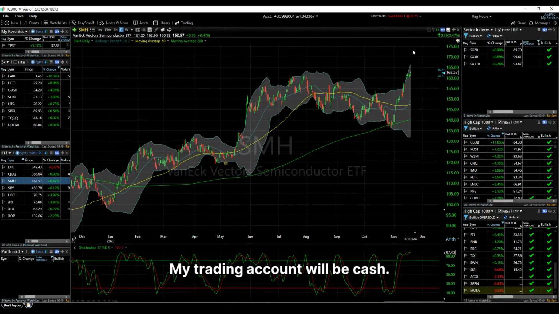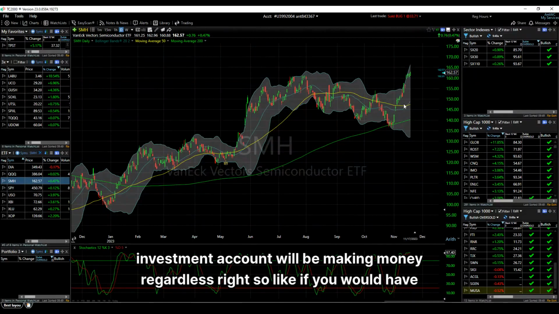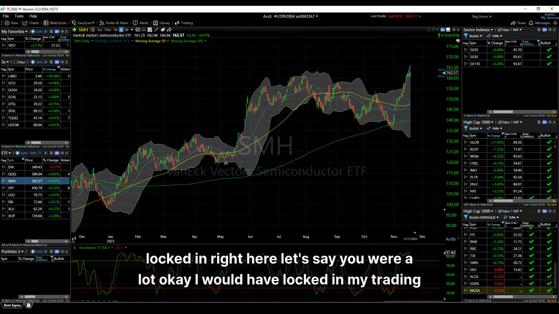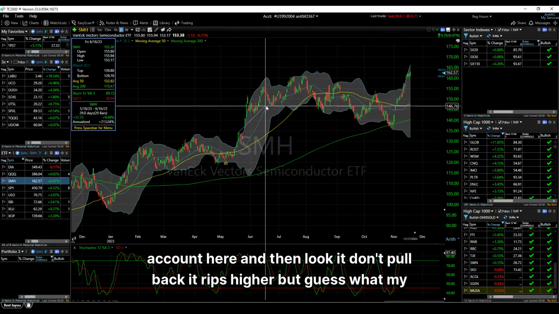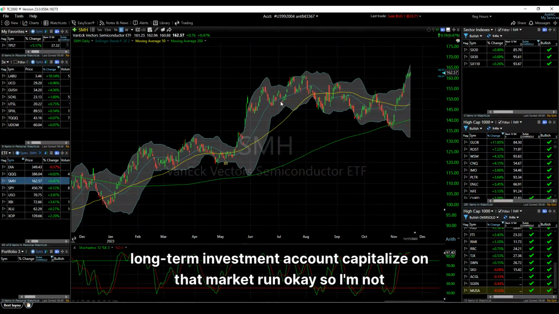My trading account will be cash. It gets overbought and it looks like the strength has died down. But my long-term investment account will be making money regardless, right? So if you would have locked in right here, let's say I would have locked in my trading account here. And then look, it doesn't pull back, it rips higher. But guess what? My long-term investment account capitalized on that market run.